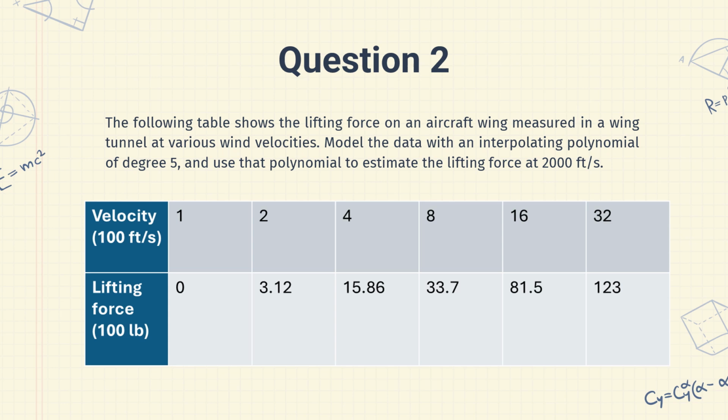Now, question 2 relates to a real-life situation, where the following table shows the lifting force on an aircraft wing measured in a wind tunnel at various wind velocities. Model the data with an interpolating polynomial of degree 5 and use that polynomial to estimate the lifting force at 2000 feet per second.